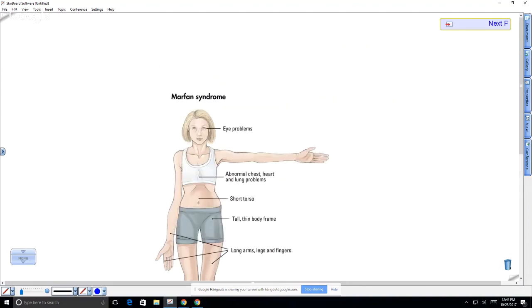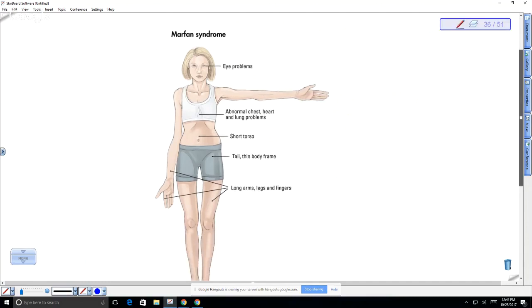So there's a diagram that looks like this, right? One gene, and so you're like, how could one gene cause all these different changes in your phenotype? And the answer to that is that this is an example of pleiotropy.